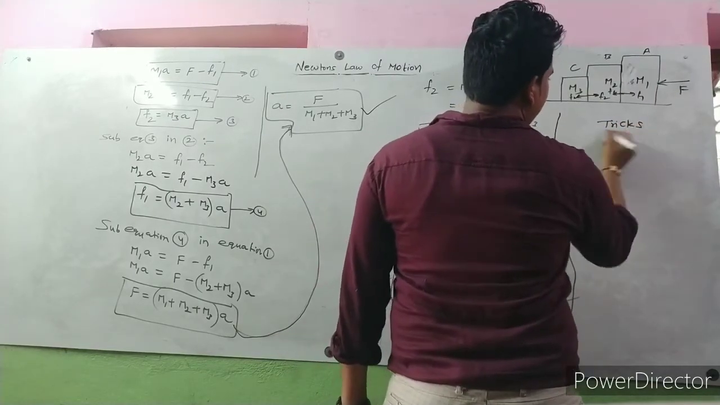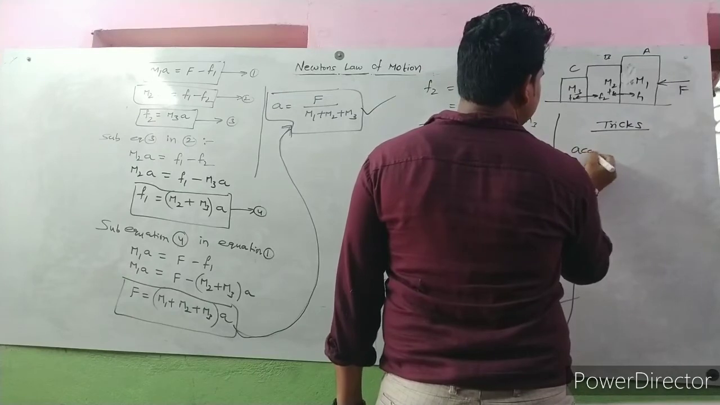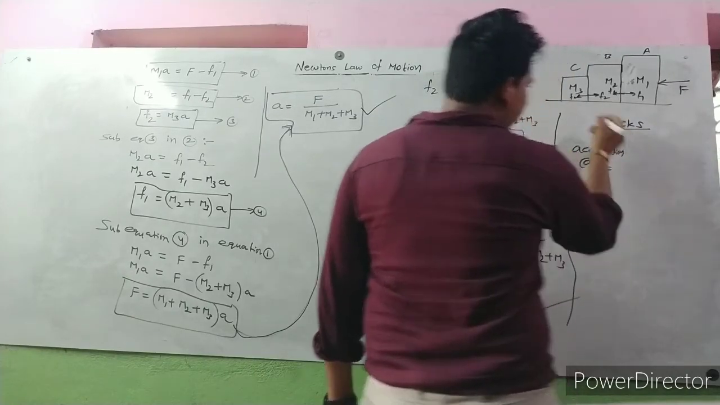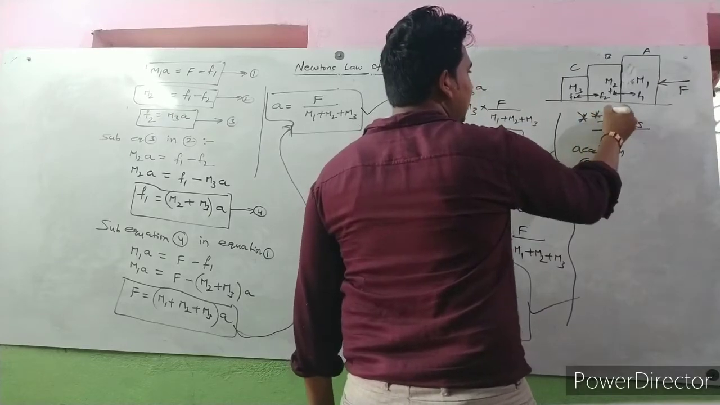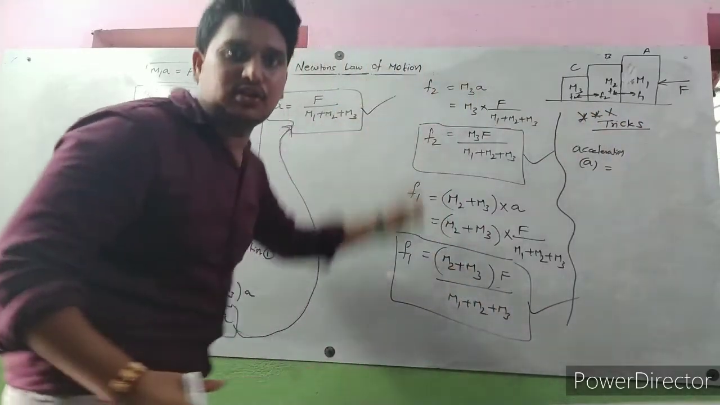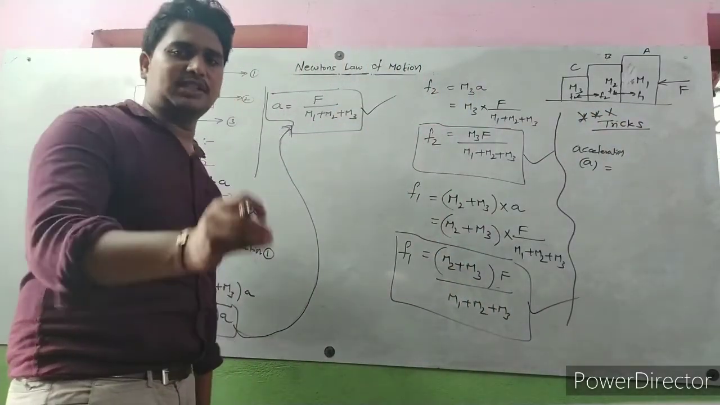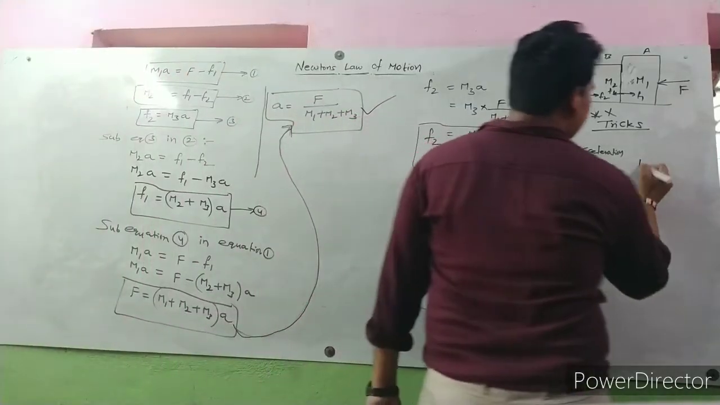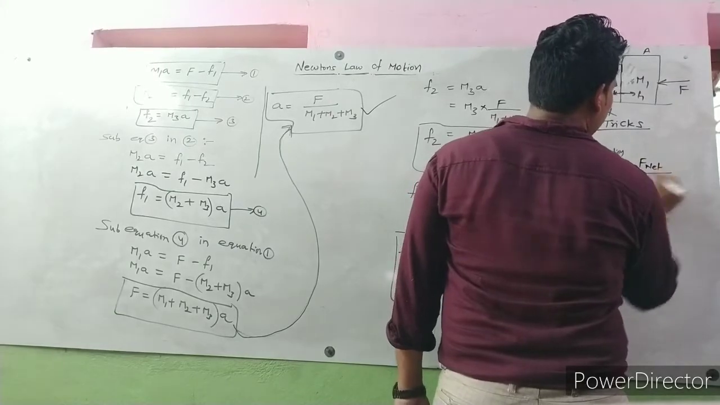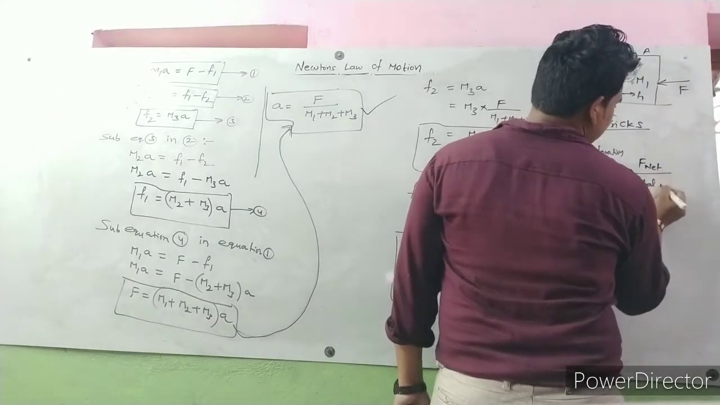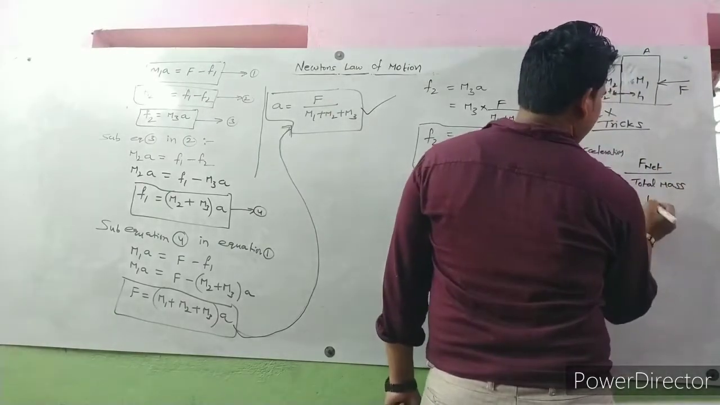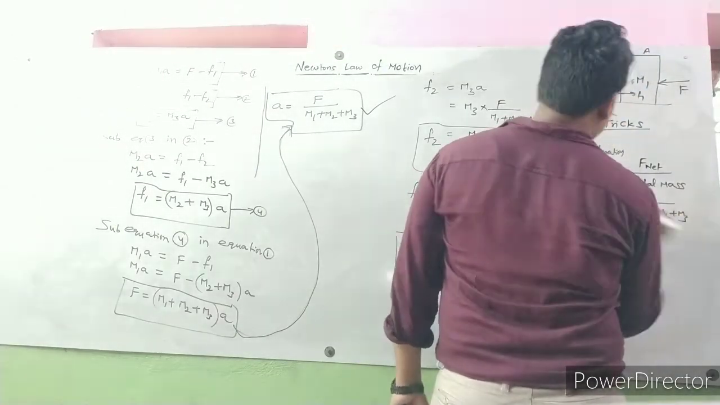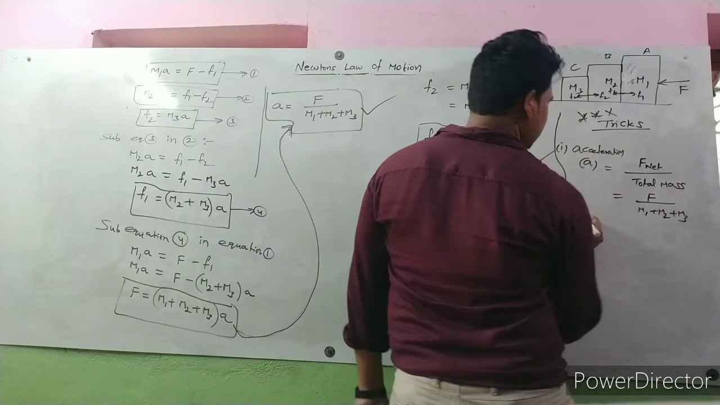Tricks for finding acceleration. If you apply these tricks, you solve this question without doing the whole procedure. We should solve this question within 1 minute. Acceleration is equal to net force by total mass. Net force is F, total mass is M1 plus M2 plus M3. So we got the first question's answer.